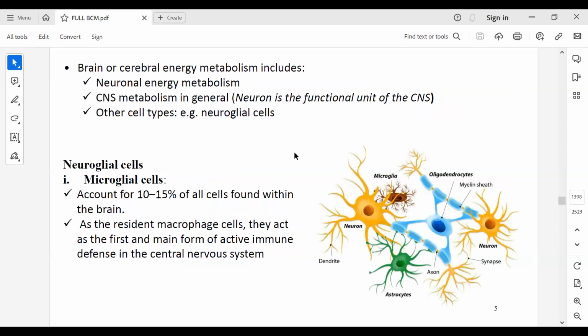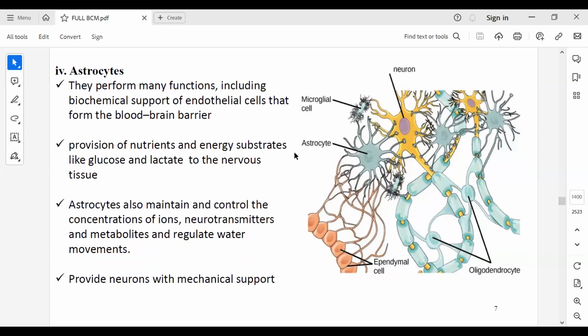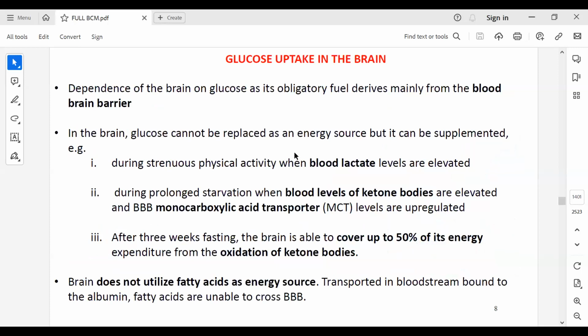We've already gone through the cells many times. We have the microglial cells. Just like Kupffer cells in the liver, here we have microglial cells, which are the macrophages in the brain. We have the oligodendrocytes with many dendrites, and the ependymal cells and the astrocytes. But what we are here to talk about is the metabolism.